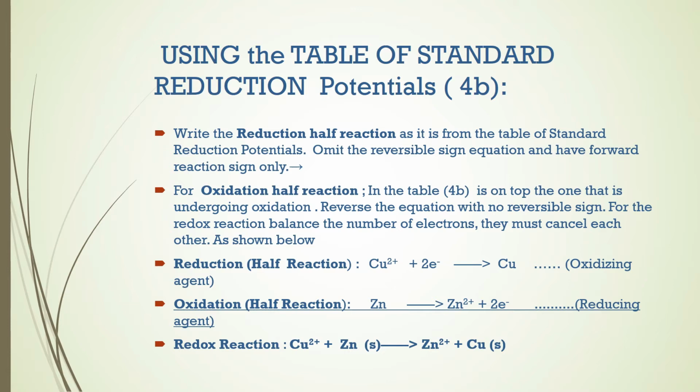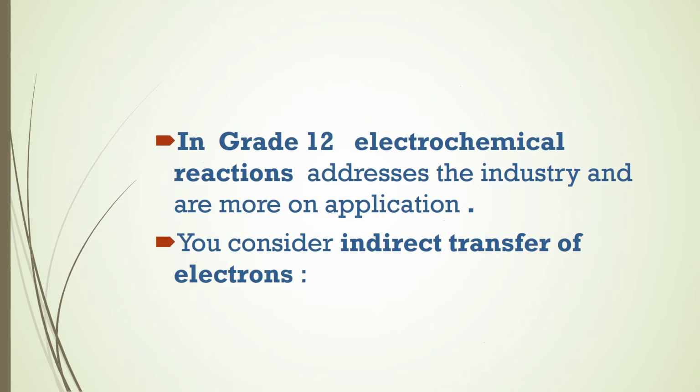For the redox reaction, balance the number of electrons. They must cancel each other as shown below. Reduction half reaction: copper 2 plus plus 2 electrons forming copper. Then oxidation half reaction: zinc in solid form forming zinc 2 plus plus 2 electrons. Redox reaction is copper 2 plus plus zinc in solid form forming zinc 2 plus plus copper in solid form.